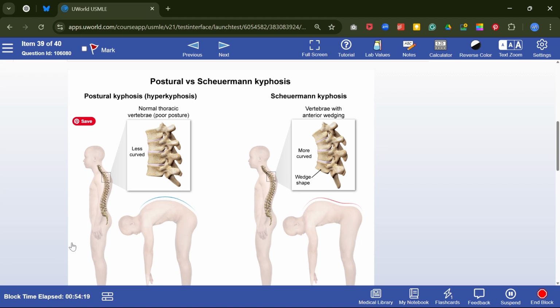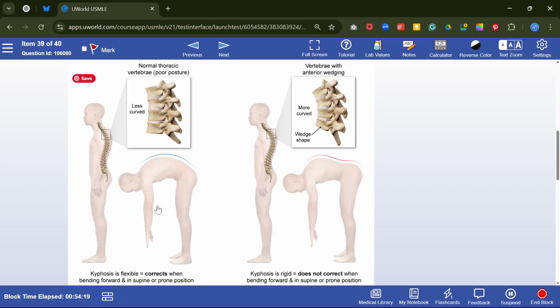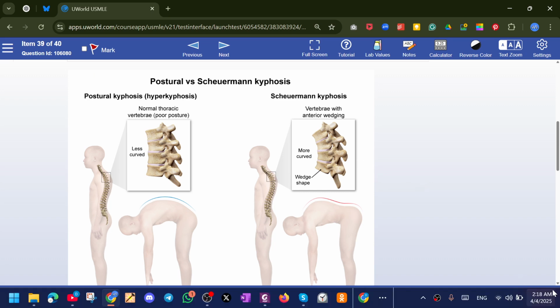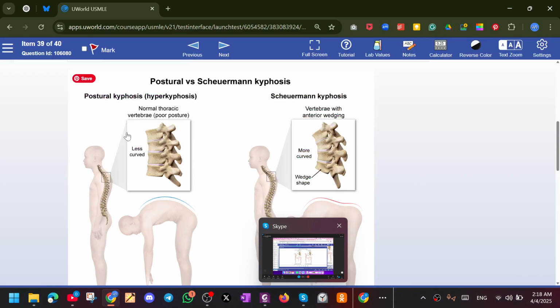It's maybe E. It's Scheuermann kyphosis. Vertebra with anterior wedging, Scheuermann kyphosis.